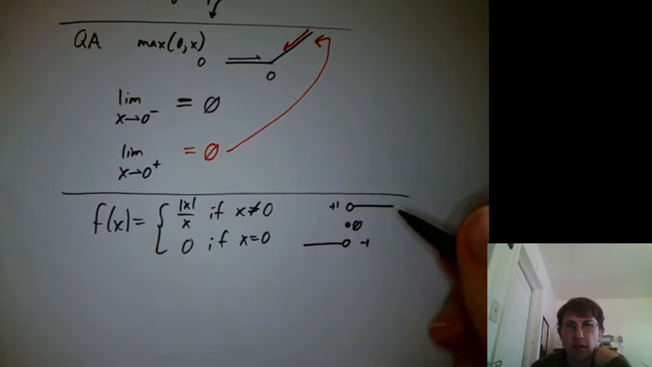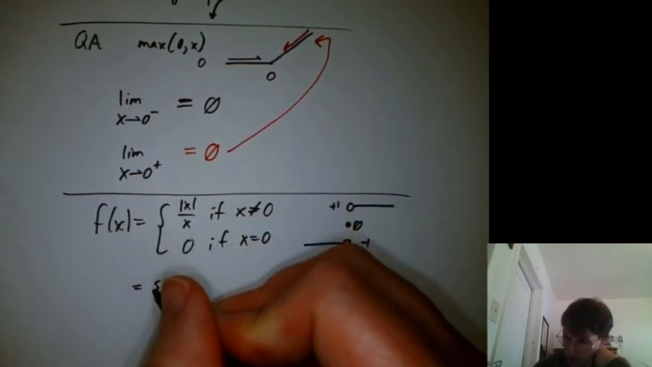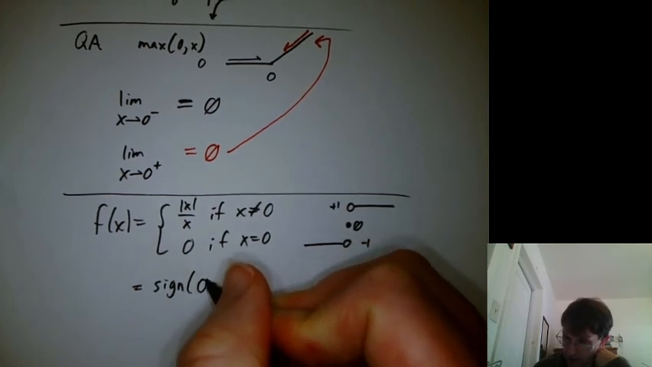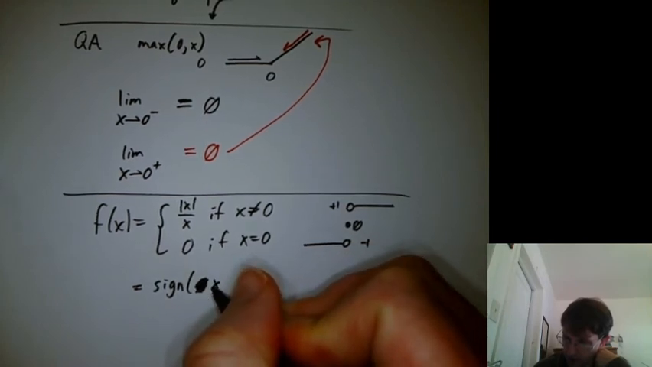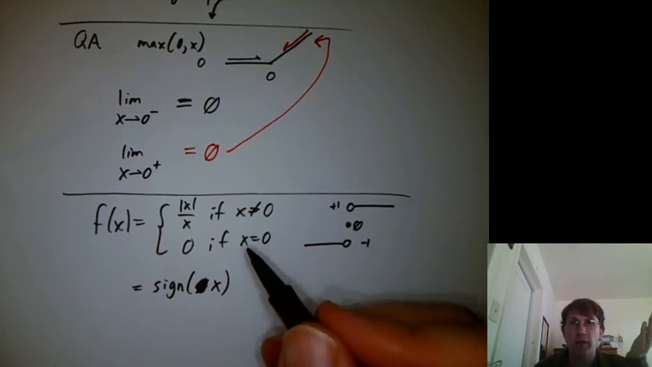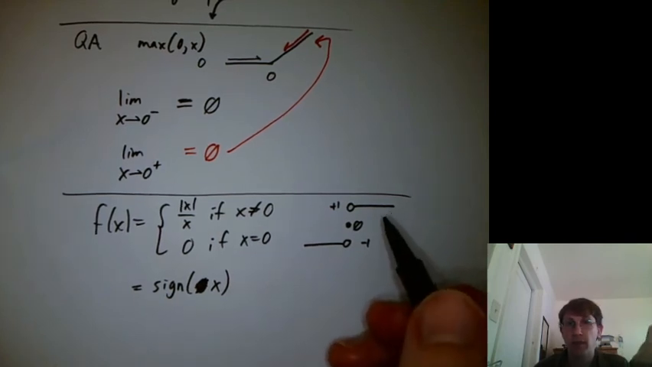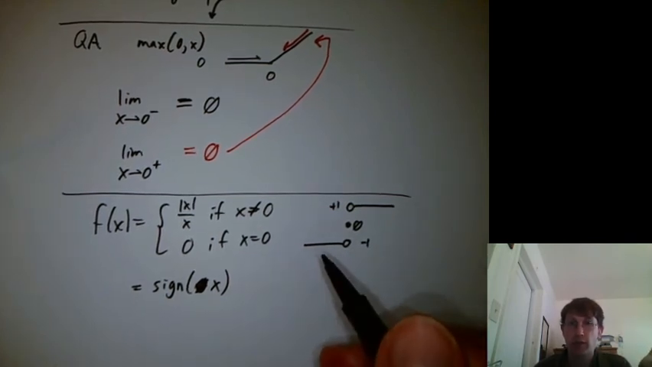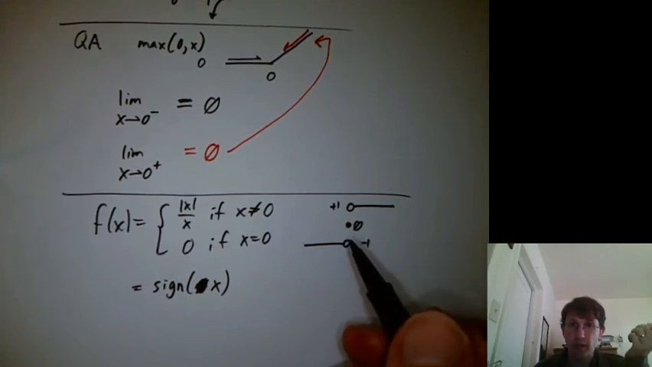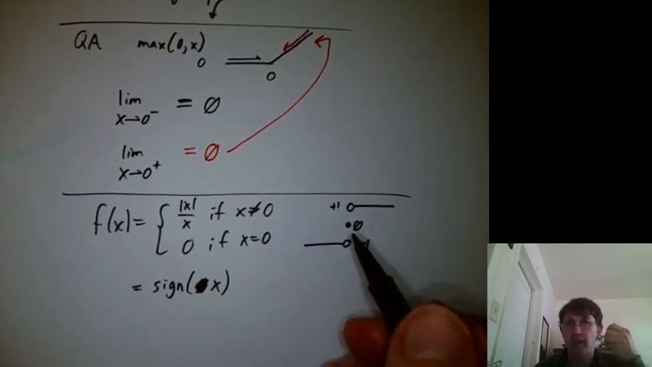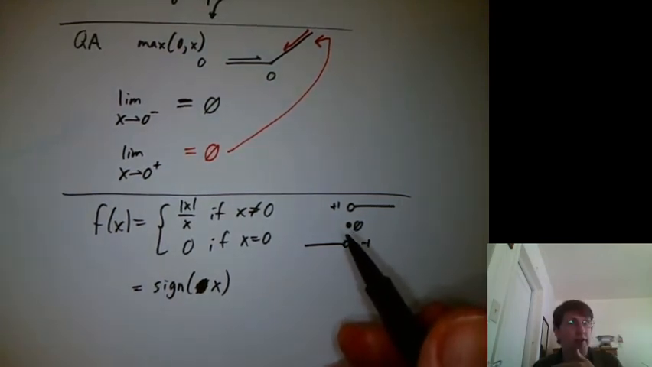Have you ever seen this function before? This is the sign function, S-I-G-N, where if you give it sign of x, if you give it a positive x value, you get back positive 1. If you give it a negative x value, you get back negative 1. If you give it a 0 x value, you get 0, because 0 is not positive, not negative.